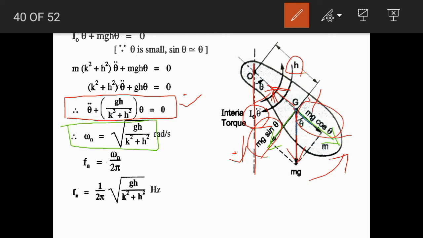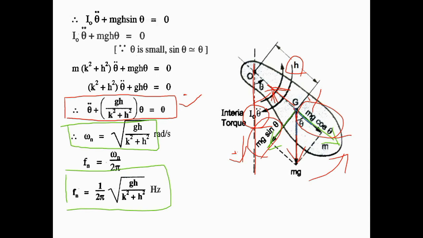Frequency in hertz could be given by omega n divided by twice pi, that would be equal to 1 upon twice pi into square root of g into h divided by k square plus h square. In the same way, periodic time could be given by the reciprocal of frequency in hertz, that is equal to twice pi into square root of k square plus h square divided by g into h seconds. So this is about the compound pendulum.